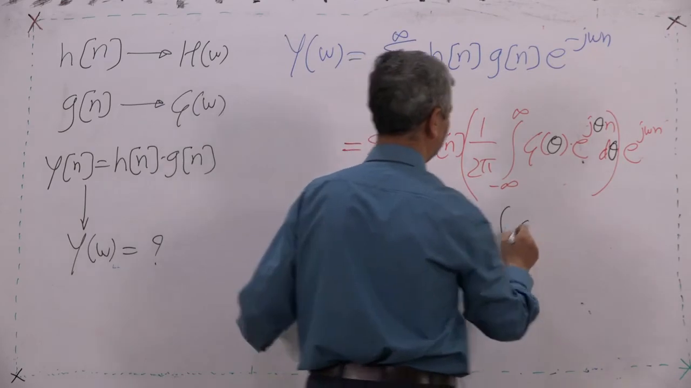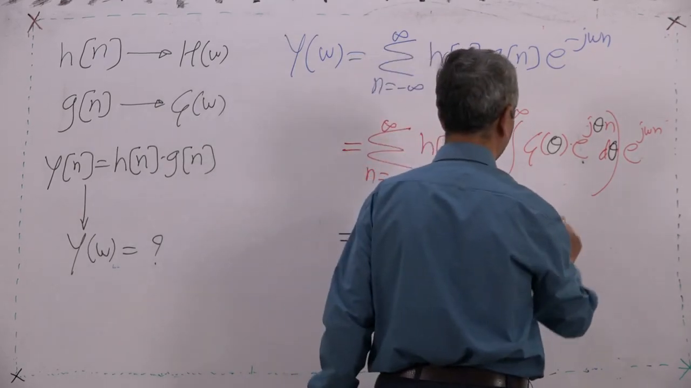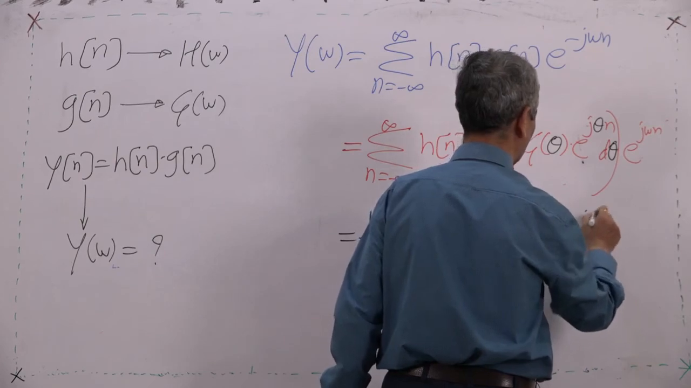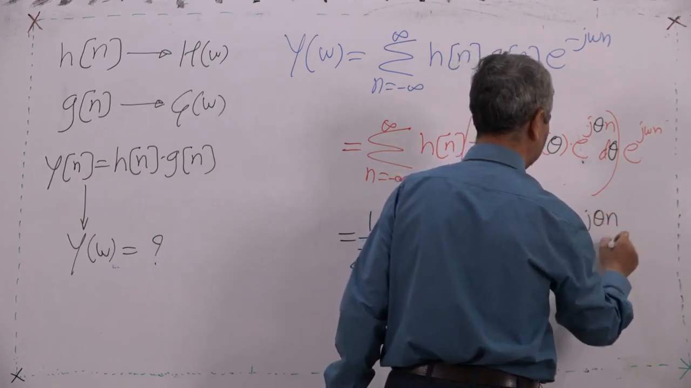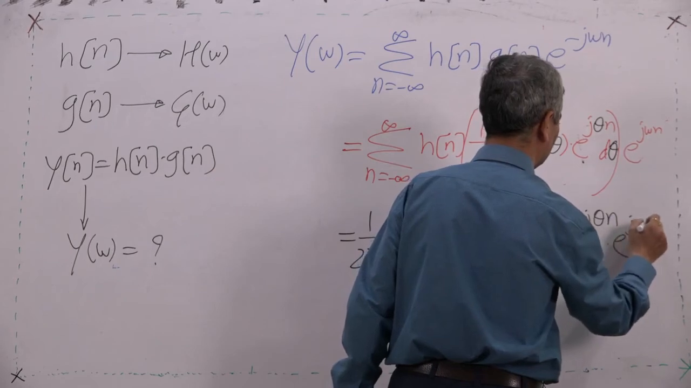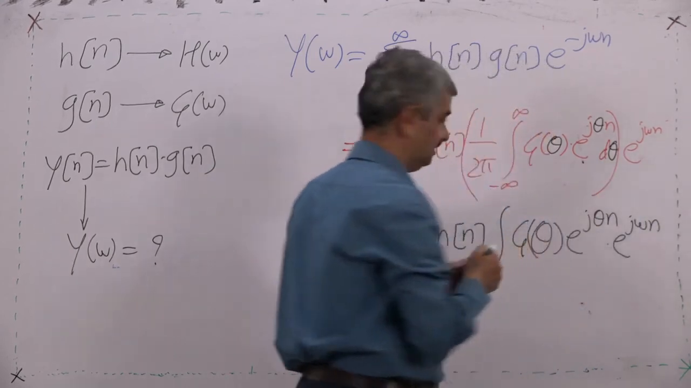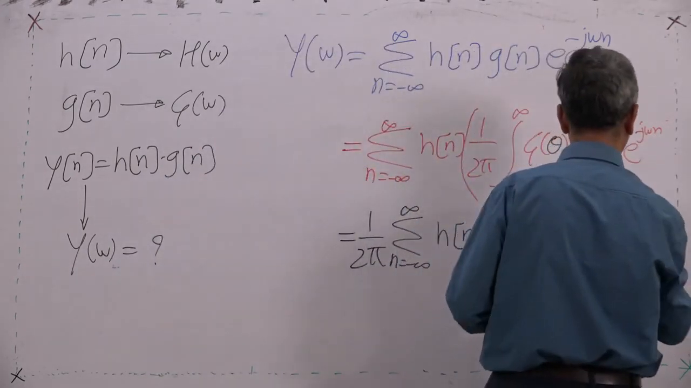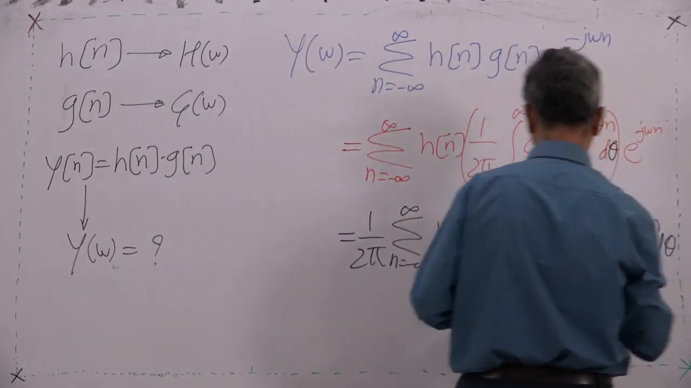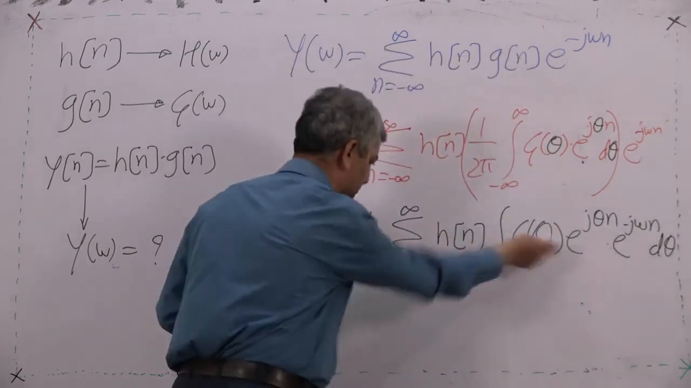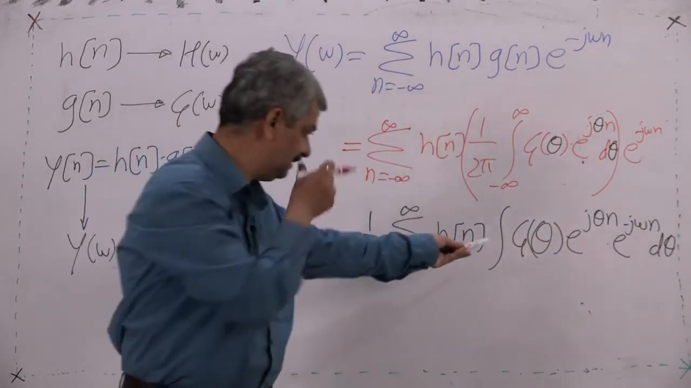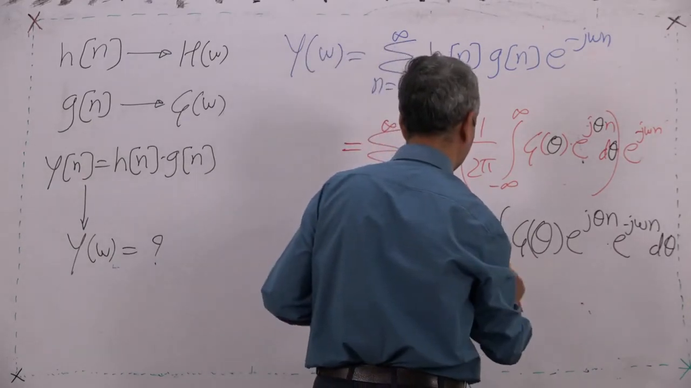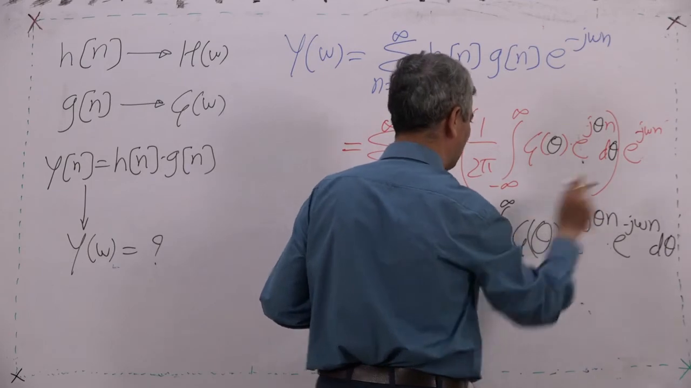Integration of g theta, e raised to j theta n, e raised to minus j omega n d theta. Now this h n also can come inside, no problem, because these limits are for theta; n has nothing to do with theta, omega has nothing to do with theta.